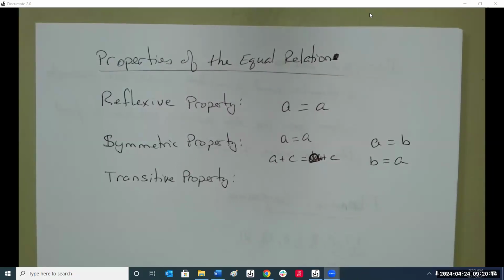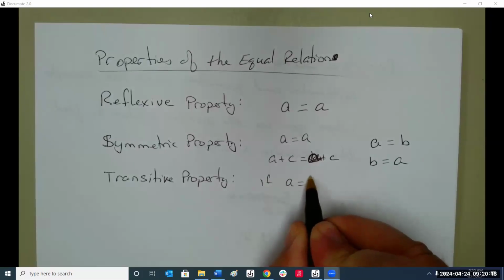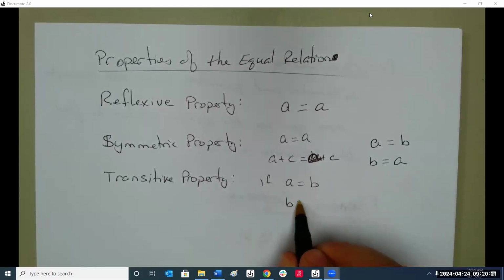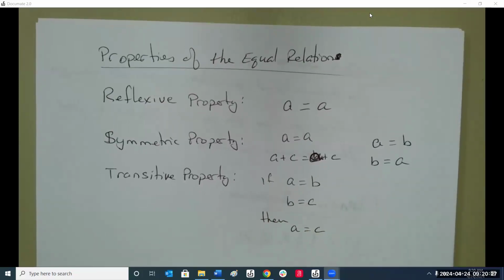You've probably heard the transitive property before. It says if A equals B and B equals C, then A equals C. That's the transitive property.